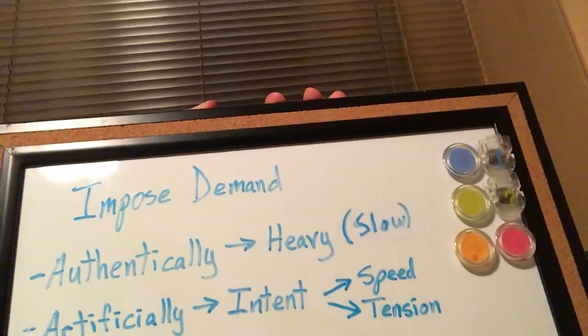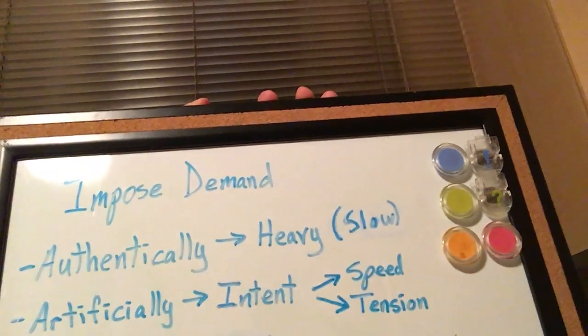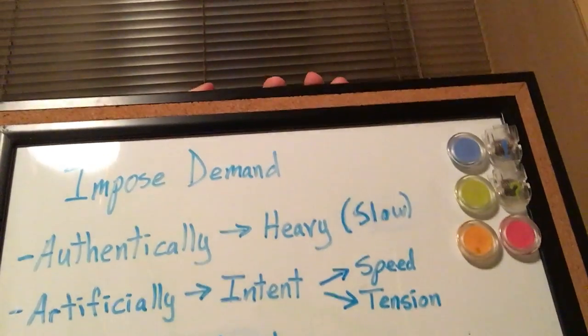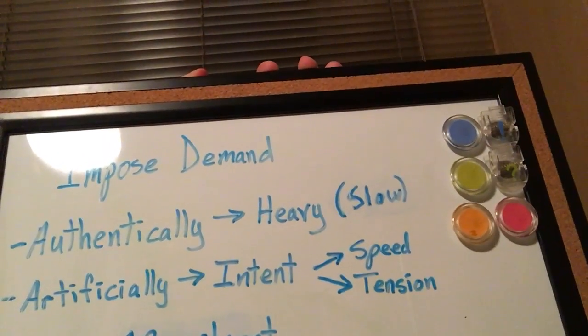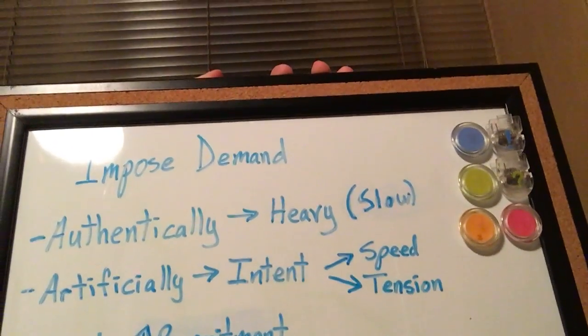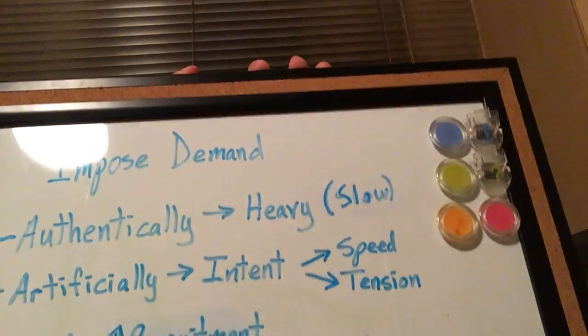So regardless of what you do, the underlying reason for why you do anything should be to impose the greatest demand possible without overworking your body's capacity to recover. You can do it authentically by lifting heavy. It's just going to go slow. You can't do a lot of work heavy. You'll overwork your capacity to recover. So artificially, you can increase the demand by your intent, lifting with speed or with tension.